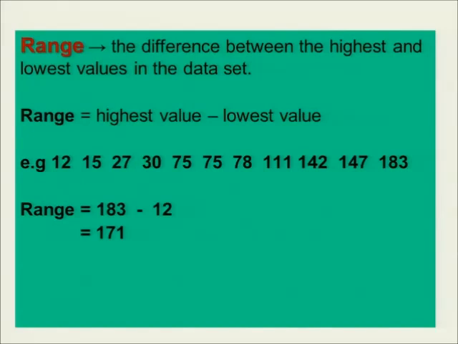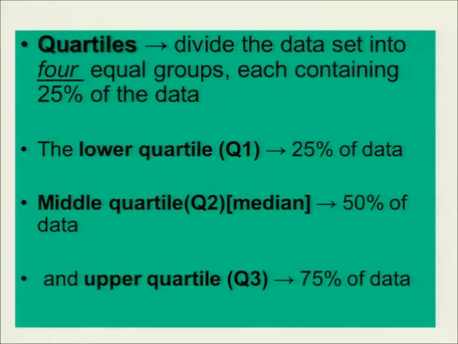Okay, grade 12s. Moving on to the quartiles. Remember, in the measures of central tendency, when we were determining the median, we said the median divides our data into two equal groups. Now, let's look at the quartiles. The quartiles divide the data set into 4 equal groups, each containing 25% of the data.